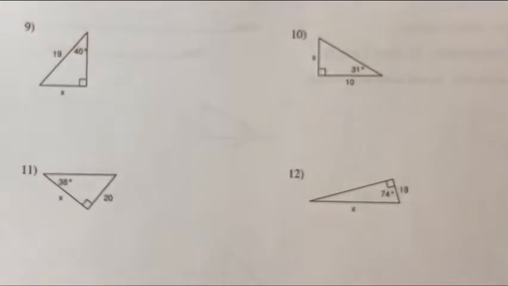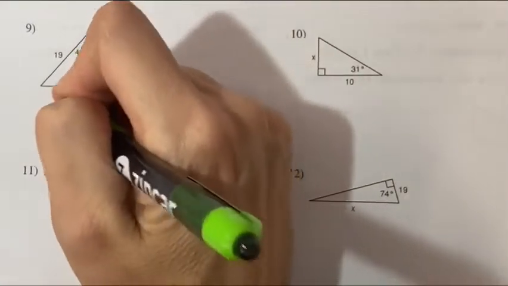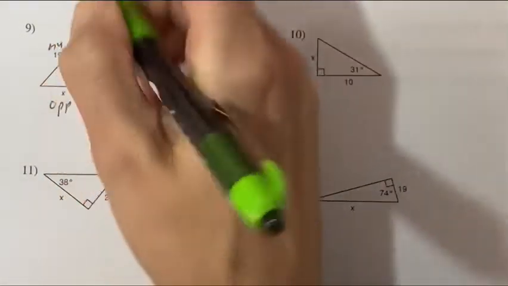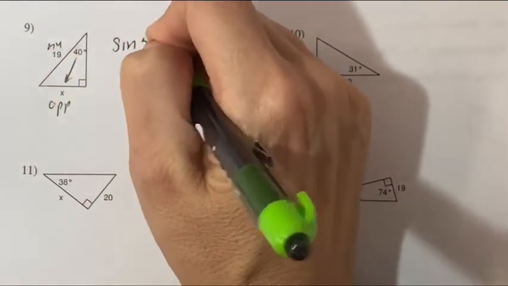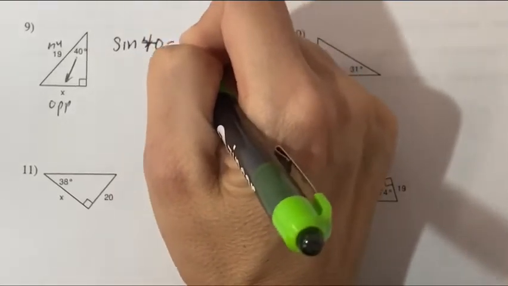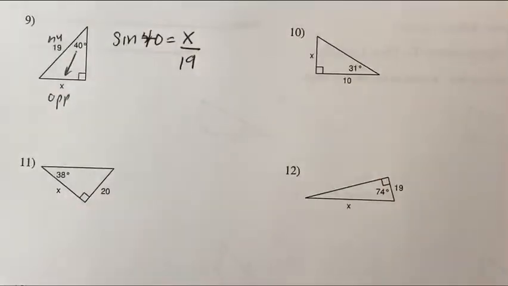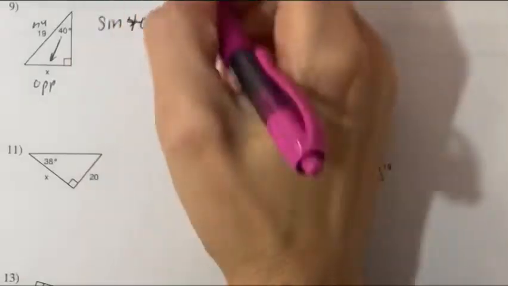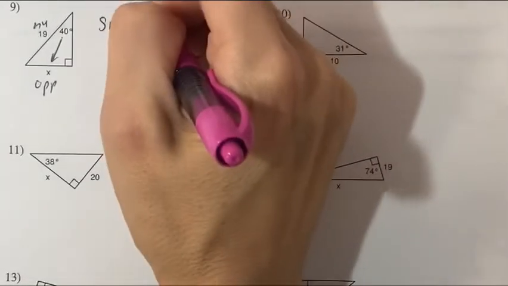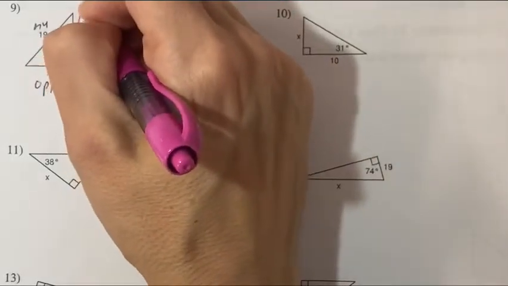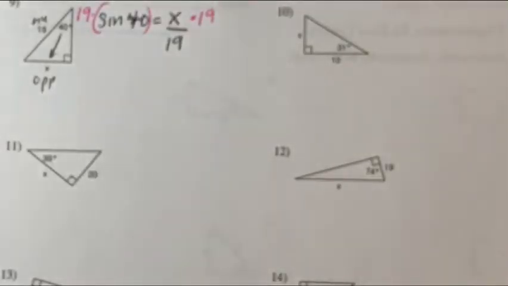Now, hopefully you practiced this enough. We could start kind of squishing some of the steps together. So opposite, hypotenuse is sine. Sine of 40 is x over 19. So I gotta multiply both sides by 19. Check out the next video for the rest of the back.